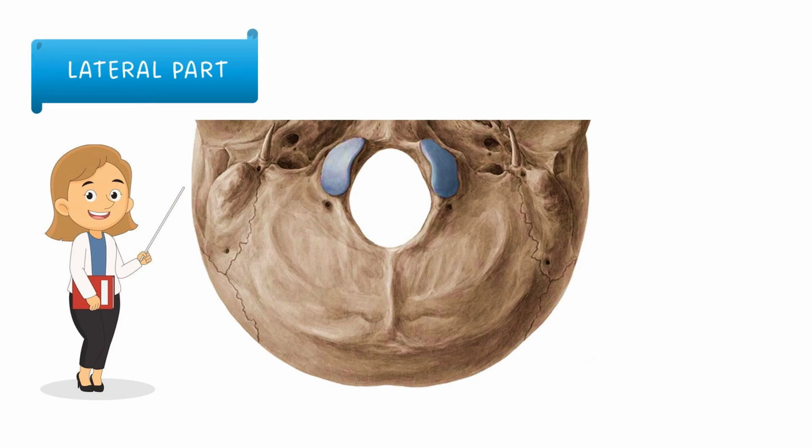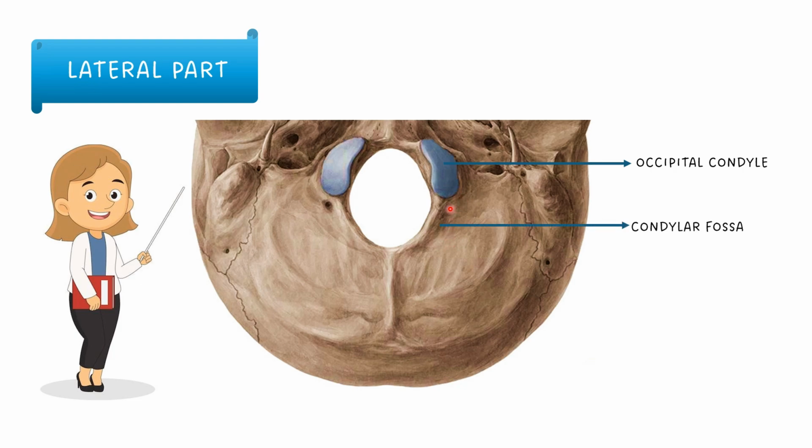Now let's see the features on the lateral part of the posterior part of Norma Basalis. The occipital condyles are located lateral to the anterior half of foramen magnum. Each is oval and convex to articulate with the concave superior articular process of atlas to form the atlanto-occipital joint.